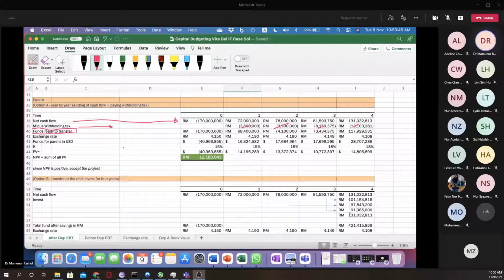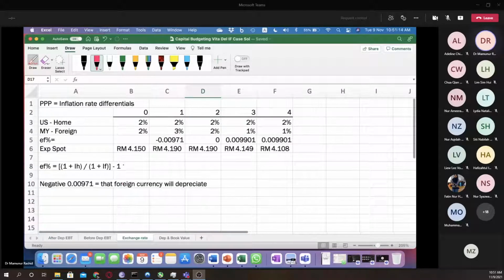Now, in order to transfer to US, we need to convert it based on exchange rate, right? So the exchange rate, we need to calculate them. Okay, the current exchange rate is given, 4.150 is given in the question paper, and the remaining exchange rate we need to calculate. Okay, so we will now go to the Excel sheet where we are calculating the exchange rate. Look at this Excel tab here, exchange rate calculation. So let me go here, exchange rate, how they have calculated.